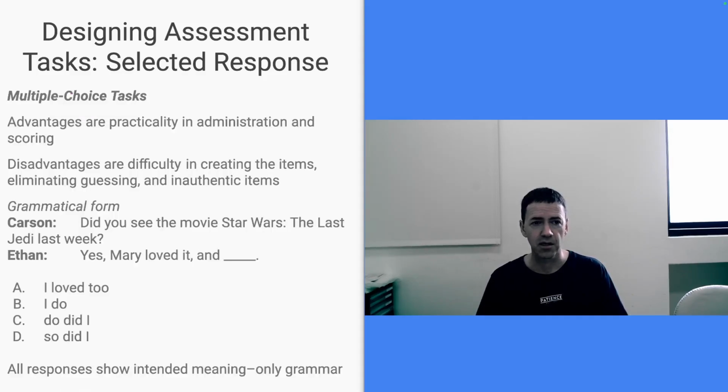Okay, so here are some selected response types for grammar tests. Okay, so of course we can do multiple choice. As always, the advantages are in the practicality or the administration and scoring. Disadvantages are it's very difficult to create the items, it's hard to eliminate guessing, and it's inauthentic. We've talked about this all semester long.